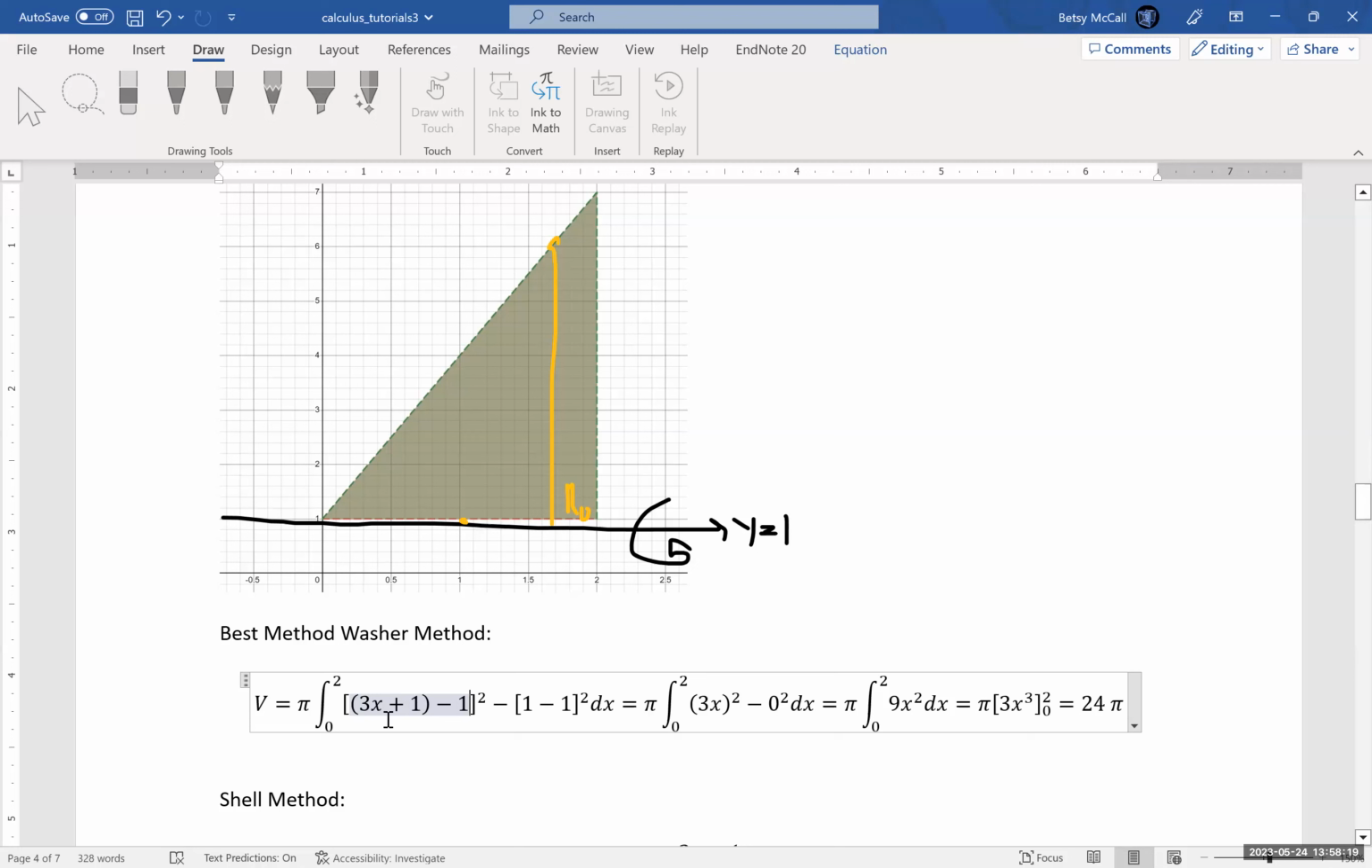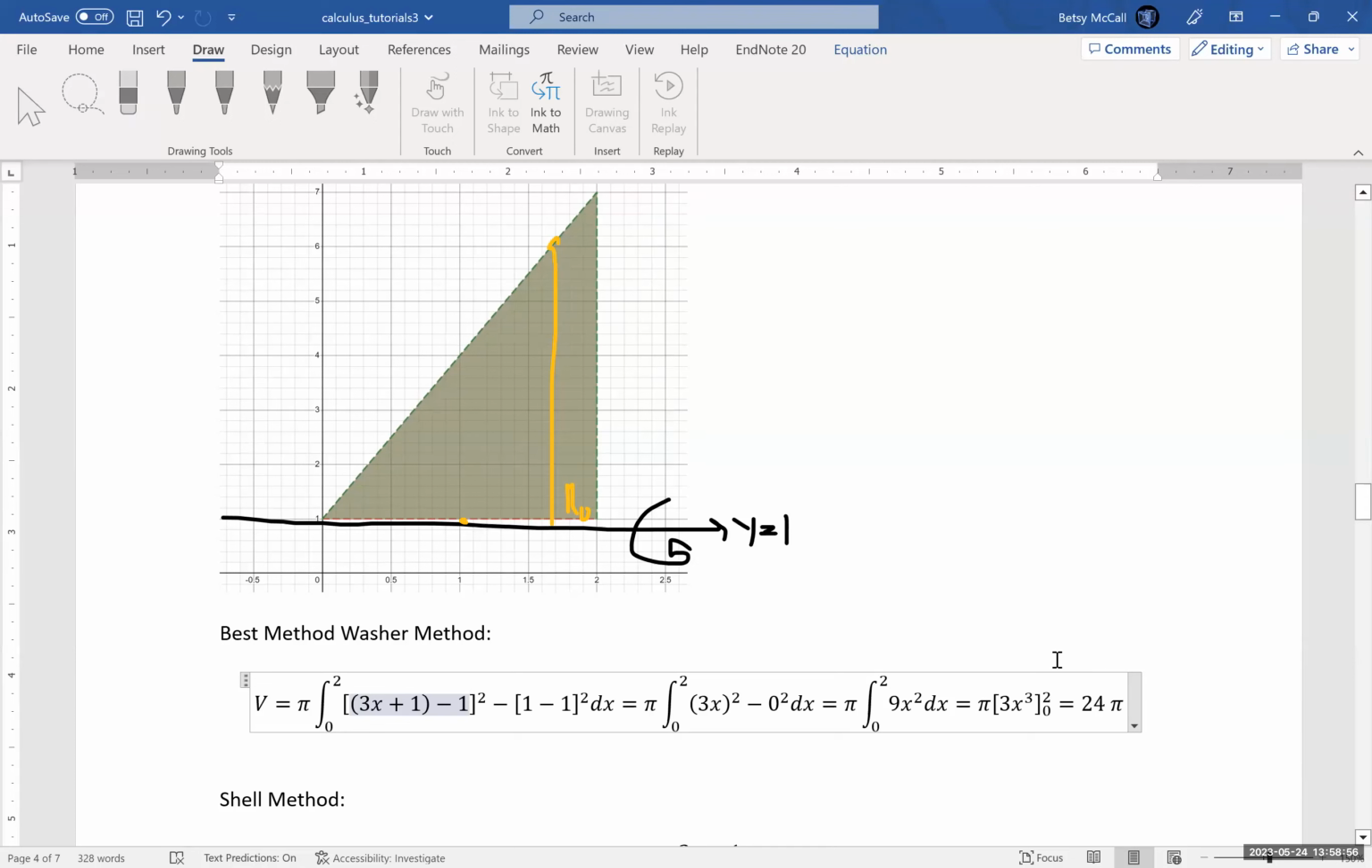Now, when you do this arithmetic, again, don't try to FOIL this before you simplify inside the parentheses. 3x plus 1 minus 1 is just 3x, and 1 minus 1 is 0. And so what we end up with is 9x squared. Our limits are in x in this orientation, so from 0 to 2, and this is a very easy integration. 9x squared becomes 3x cubed. You plug in your 2, you get 24, and 24 times pi is 24 pi. So that's our solution.